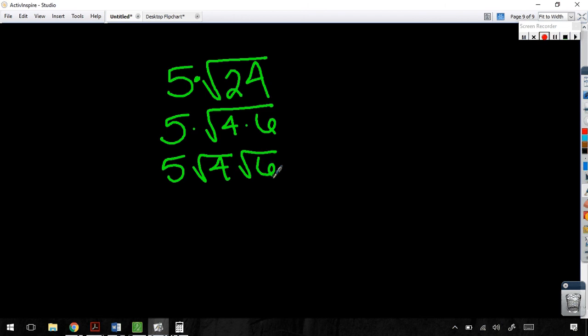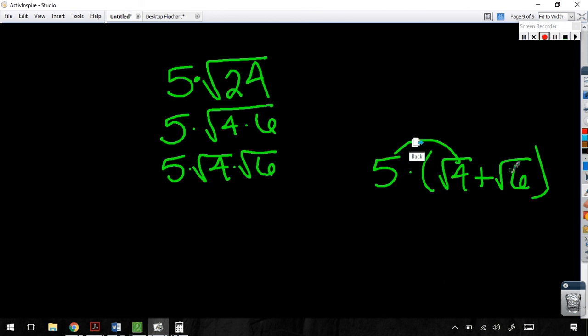Now what? Multiply. Multiply what? 5 and 4? 5 and 6. Sure. Well, wouldn't you go down lower? Do you agree that this is all multiplied? Yeah. It's not a distribute problem. It's not 5 times square root of 4 plus square root of 6. If that's the case, it would go to both. But that's not what it is.